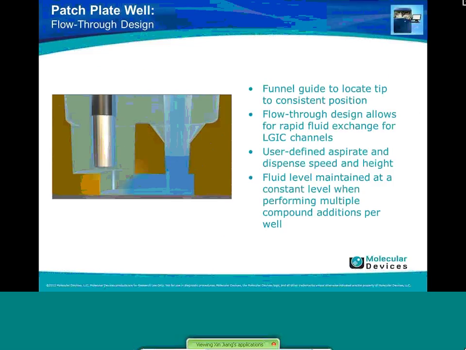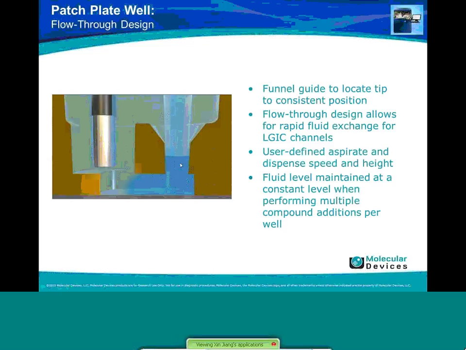So the patch plate is very uniquely designed. We call it a flow-through type of design, and this is crucial in understanding the fluidic parameters of the Barracuda system. Shown here is a cross-section of one patch plate well, and you can see basically there's a top chamber, a bottom chamber, and two entry points, one for the electrode, the patch clamp electrode, and the other one for the disposable pipette tips to come into the patch plate wells. The bottom chamber is where the cell is. Actually, the cell is situated right underneath the pipette tip. So this allows the pipette to be very close to the cells.